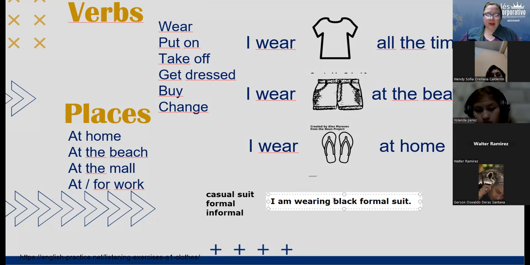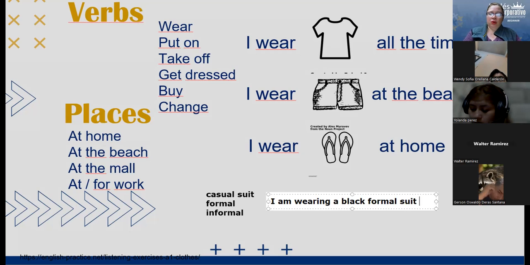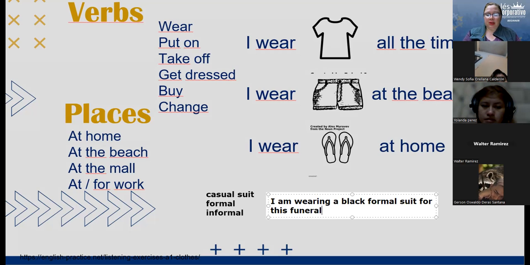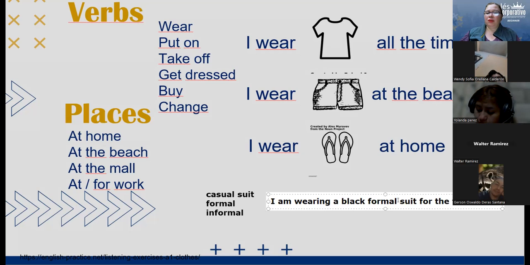Aquí le podemos poner a, porque suit sería el nombre y suit lo podemos contar. Así que podemos decir, I am wearing a black formal suit for, imagine you are in a funeral, for this funeral. For the funeral. Don't make it personal, right?